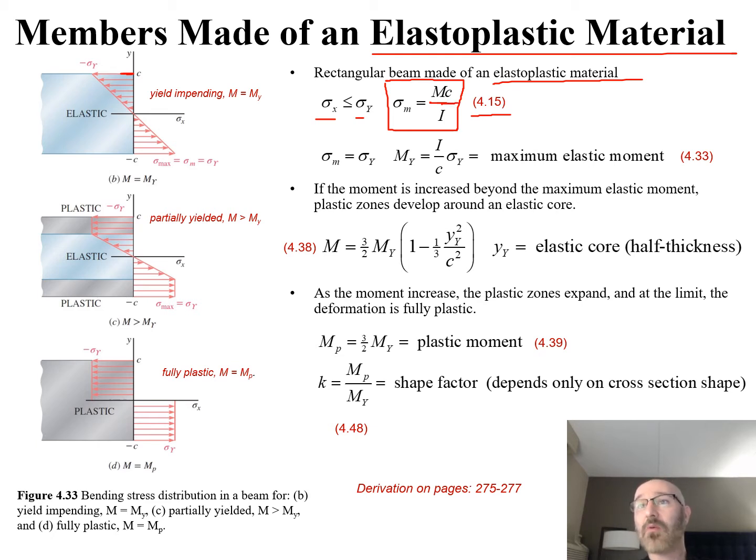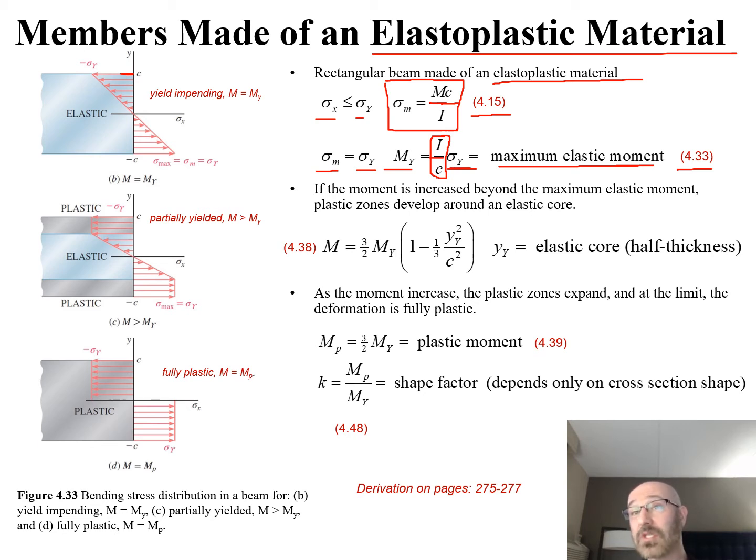From that, we can see that sigma sub m will be equal to sigma sub y, where M sub y is related to sigma sub y from equation 4.33 in our textbook. So our maximum elastic moment, M sub y, is equal to I over c times sigma sub y. A lot of times we're going to leave it in the form of that ratio, and we'll see why later on.